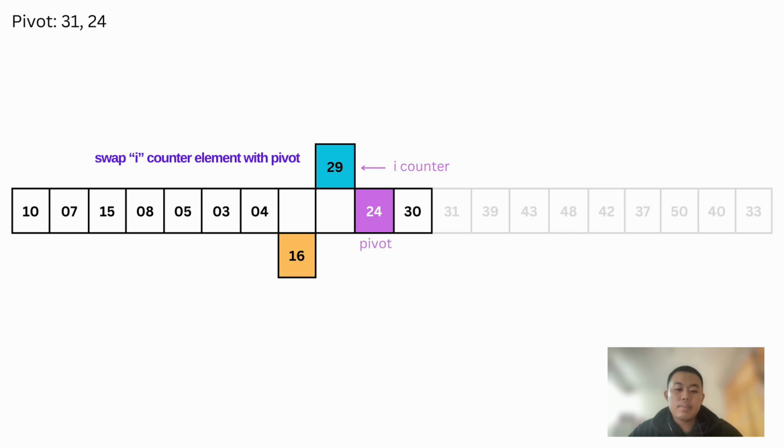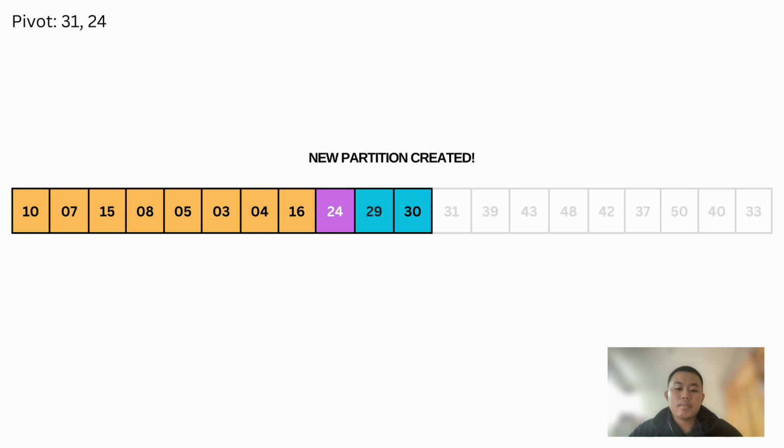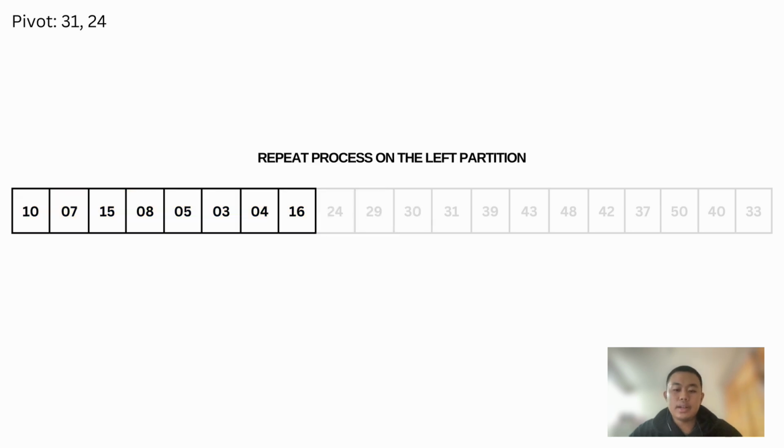Now the I counter has crossed. So now we would have to swap the I counter with the pivot. And then place the J counter to the left of the pivot. Now we've created a new partition. So we would repeat the process in the left partition again.